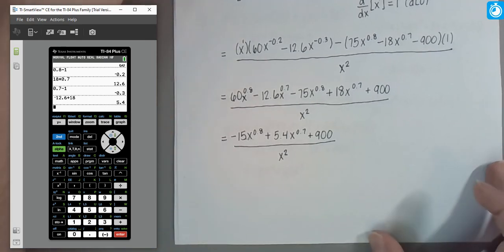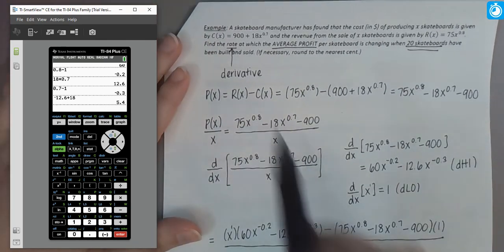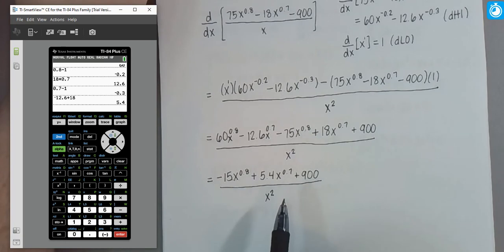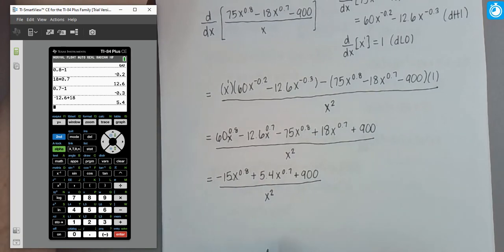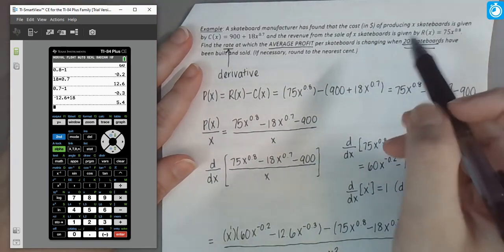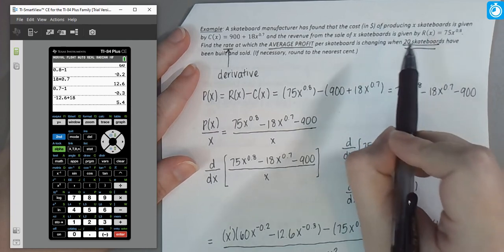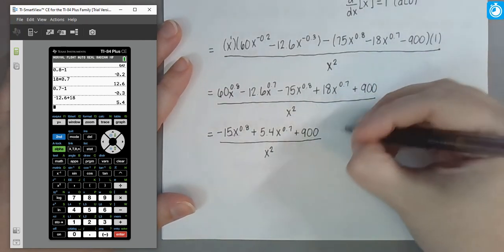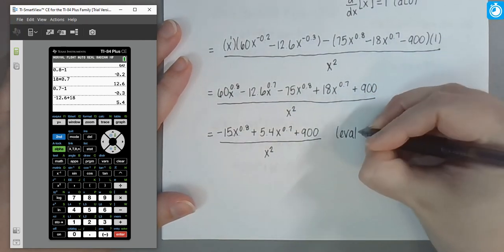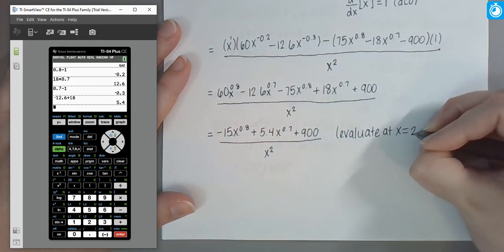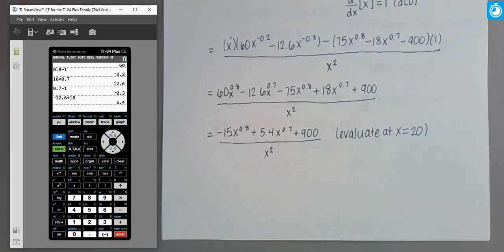Well, we're not quite there. Let's revisit the prompt, what we were looking for. We were looking for the rate of change of average profit. Okay, we just found that, so the formula for the derivative represents the rate of change of average profit. But we want to know the actual value of that expression when 20 skateboards have been built and sold. In other words, when x is 20. So now we want to evaluate at x equals 20. What's the rate of change at that specific point, based on that specific production level?